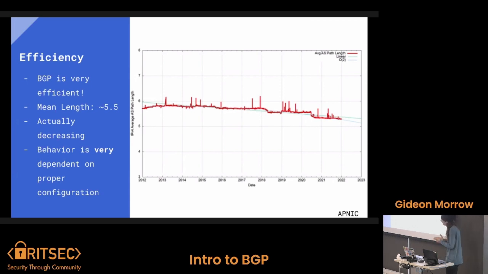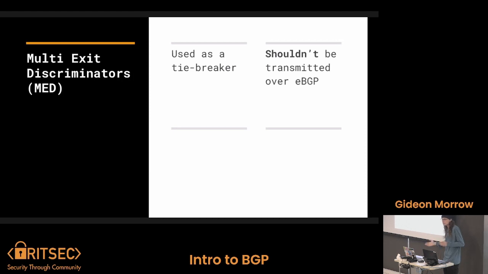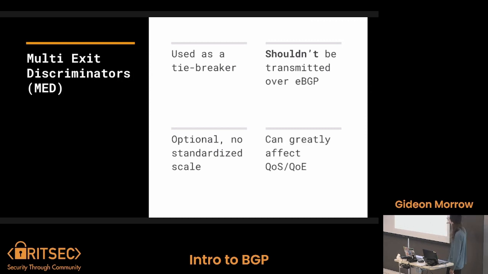That being said, behavior is very dependent on configuration. If you misconfigure something, you could cause a lot of problems, a lot of outages, a lot of security issues, a lot of other problems, quality of service. Again, back to multi-exit discriminators we talked about earlier. It's used as a tiebreaker. If you have things that look the exact same, it's a tiebreaker. And it shouldn't be transmitted over eBGP. That being said, it actually often is, because ISPs will use a multi-exit discriminator to hint at what path they might want you to use, but it's kind of iffy. And it's optional, and there's no standardized scale, which means it's very hard to work between different vendors. And it can really affect the quality of service or quality of experience. If this gets messed up, you end up picking a route you don't want, especially if you have two routes going to two different vendors. That can be very confusing because the scales will be completely wrong.